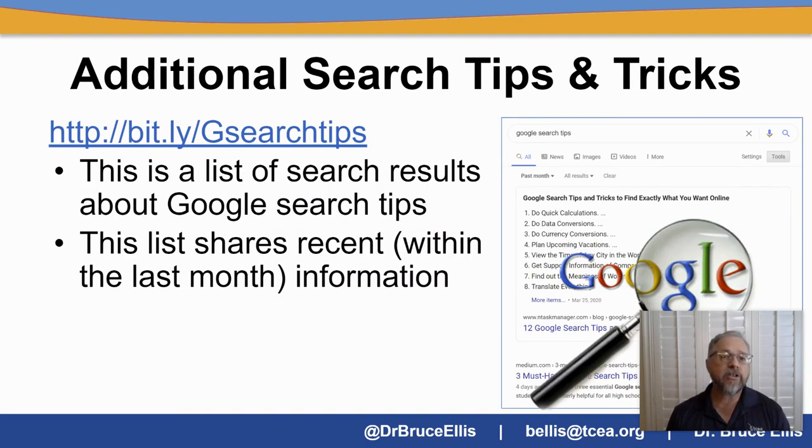All right, here are some additional search tips. And what I did with this is I just typed in Google search tips, and then I changed the time portion of it to say, only give me stuff that's from the past month. I don't need to know stuff that people did in 2013 to search Google, because that's no longer valid, most likely. So this link will just take you to some fresh search results on searching Google. A lot of different ways that people have come up with. And hopefully this will help you.